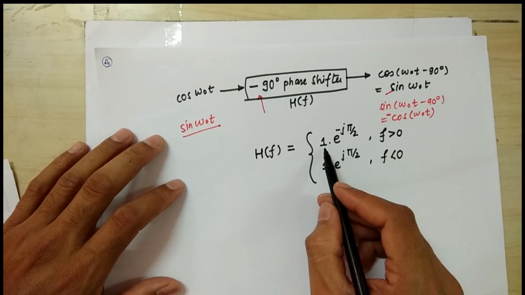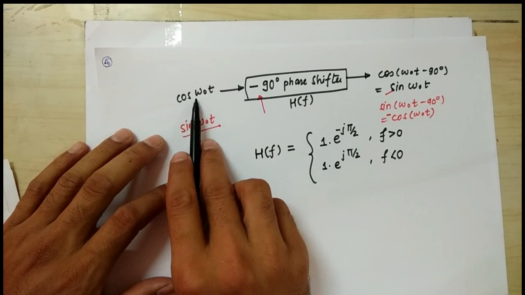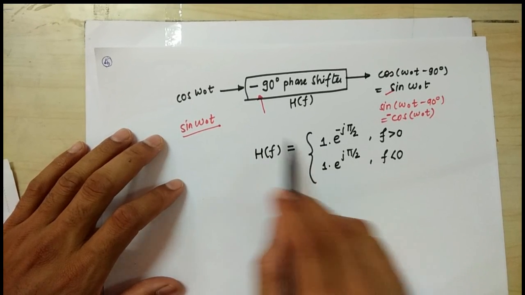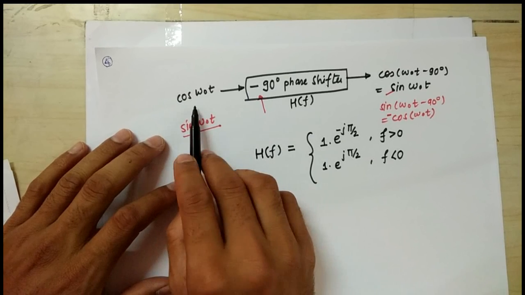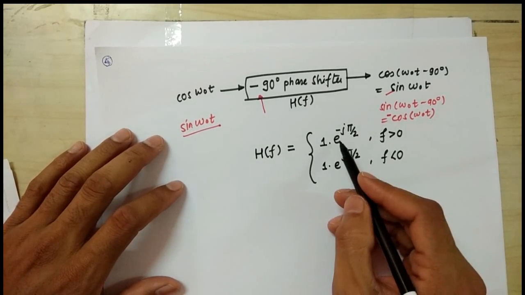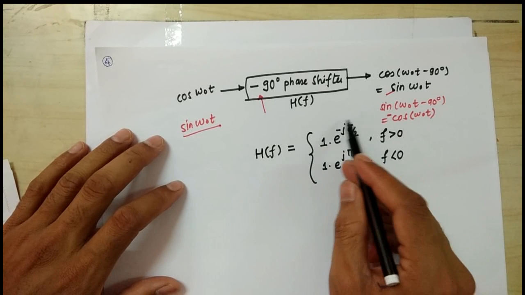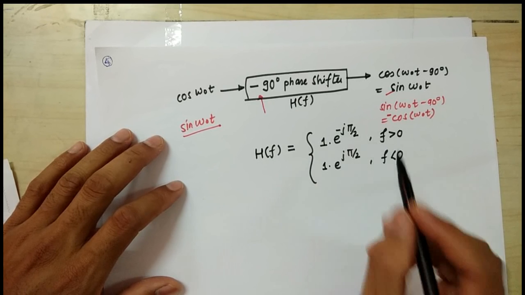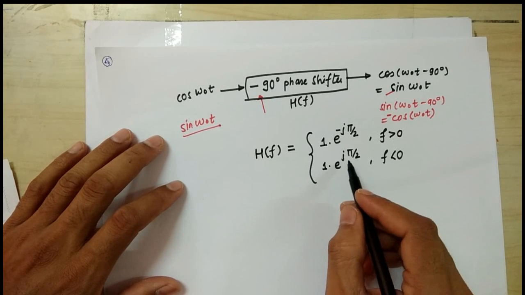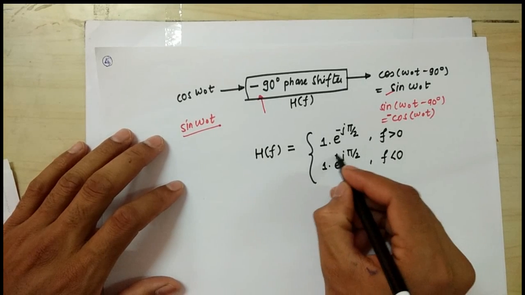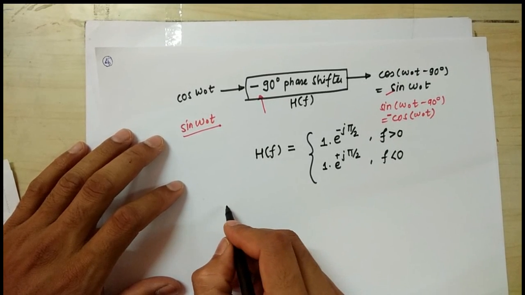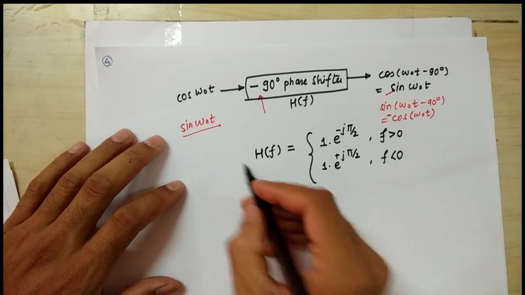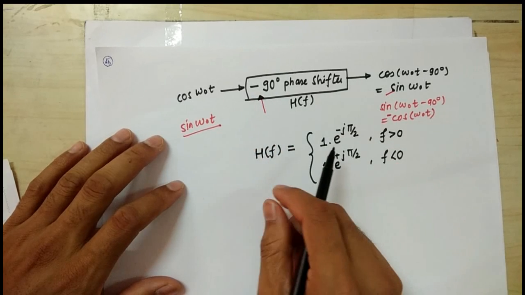So here you can see this. If you apply any signal to this filter, it is going to shift the phase of that signal by minus pi by 2 for positive frequency, and for negative frequency it is going to shift the signal by plus pi by 2. But in general, in real practice, we don't get negative frequency, so conventionally we write it as minus 90 degree phase shifting.